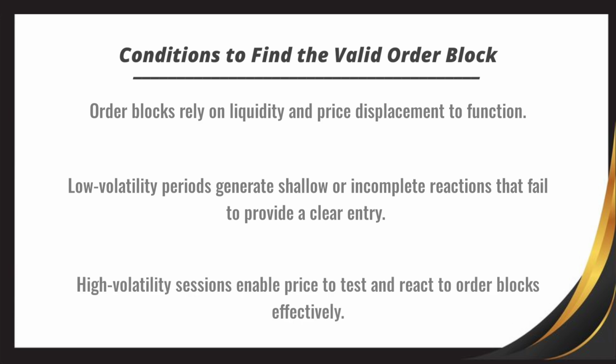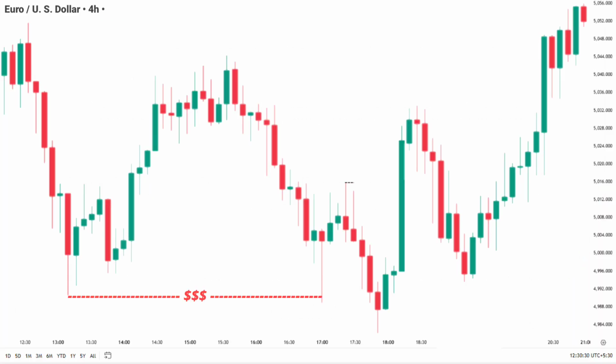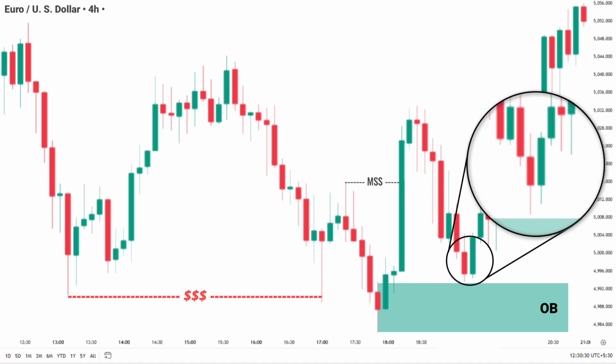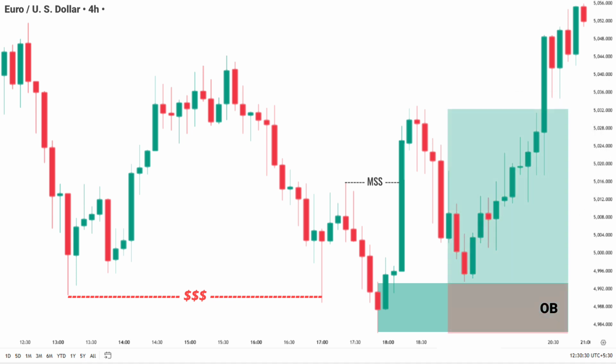High volatility sessions enable price to test and react to order blocks effectively. Spread affects execution precision. If the spread is larger than the typical reaction range of the order block, entries can be missed or stops triggered without actual structural violation. Execution requires assessing volatility relative to the session and ensuring the spread is small enough to capture the zone's reaction.